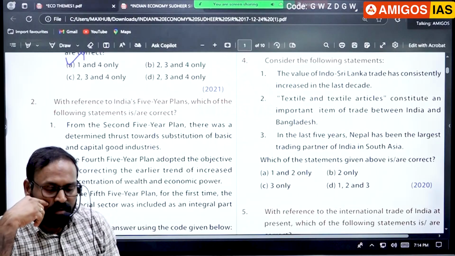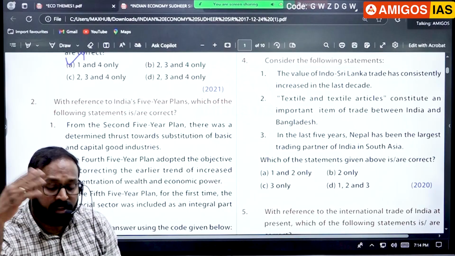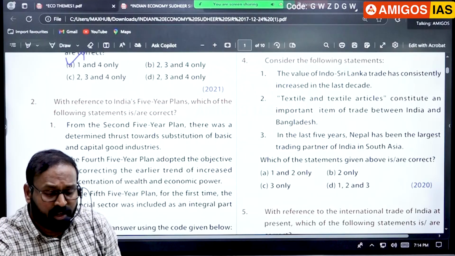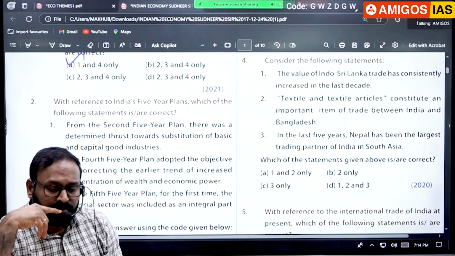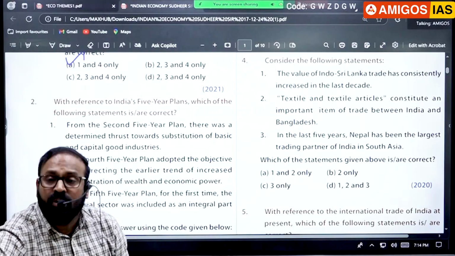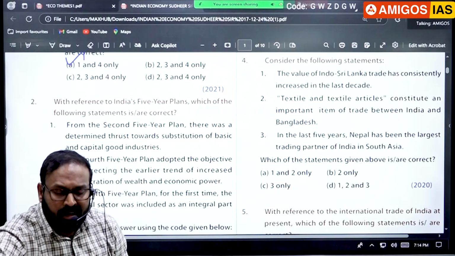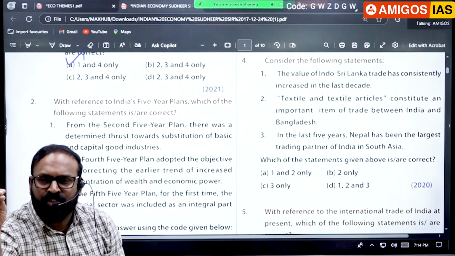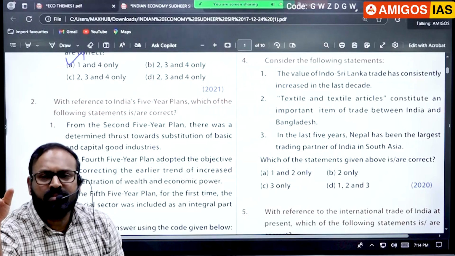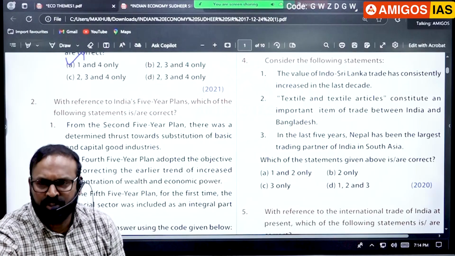Now, the 7th question. Interesting one. It was given in 2022. What is the first statement? If inflation is too high, RBI is likely to buy government securities. Now, it is the same question repeated multiple times. We call this open market operations.